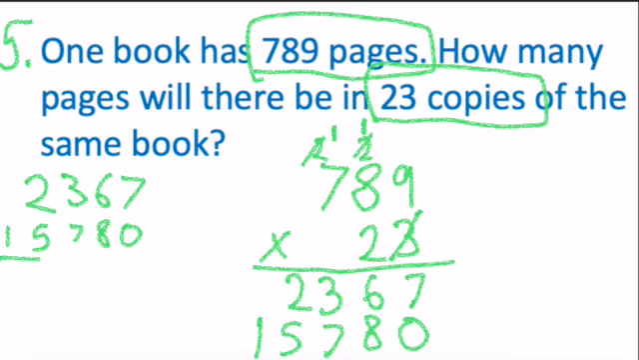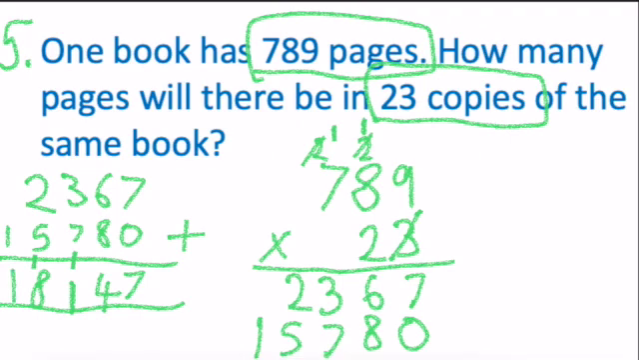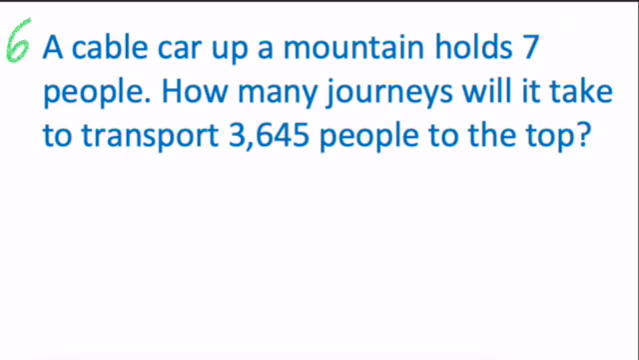Let's just double check that I've got those right. 2,367, 15,780, yeah. So 7 add 0 is 7. 6 add 8 is 14, carry the 1. 7 add 3 is 10, plus the 1 is 11. 5, 6, 7, 8, and then 1. So 18,147.